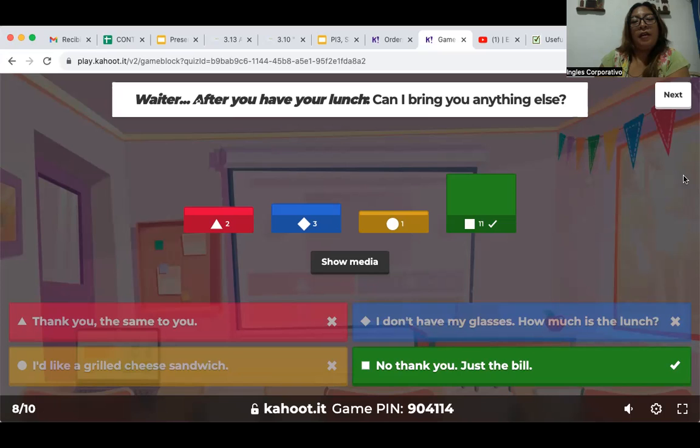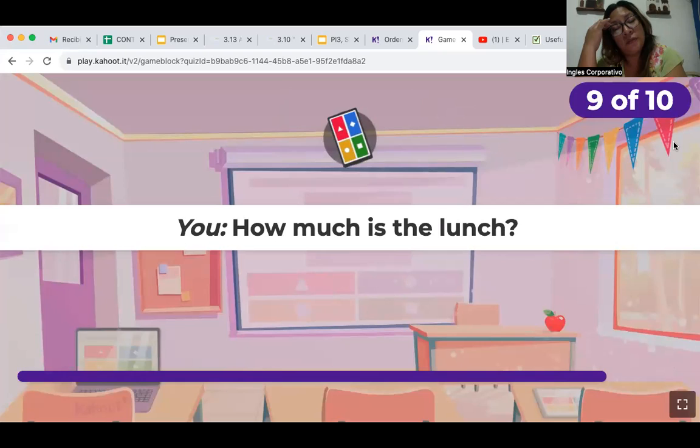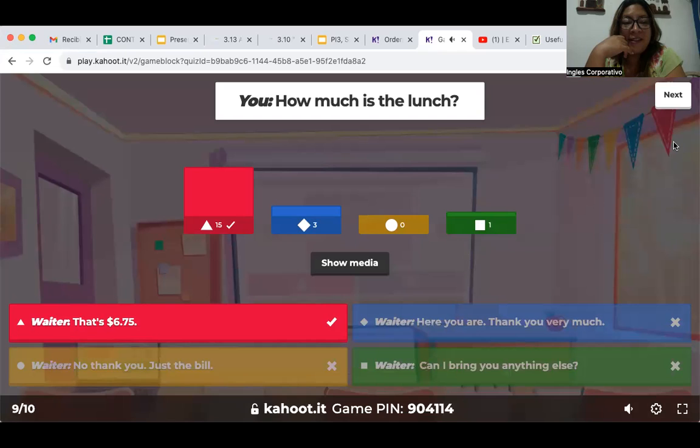Okay. Yummy. The last one, I think. No. How much is the lunch? Okay. Yes, that's $6.75. Here you are, thank you very much. How much? How much? Acuérdese el significado de how much. ¿Cuánto es?